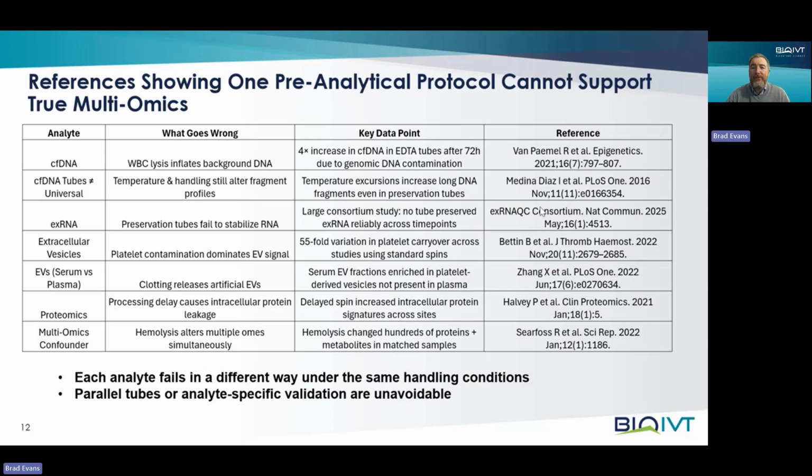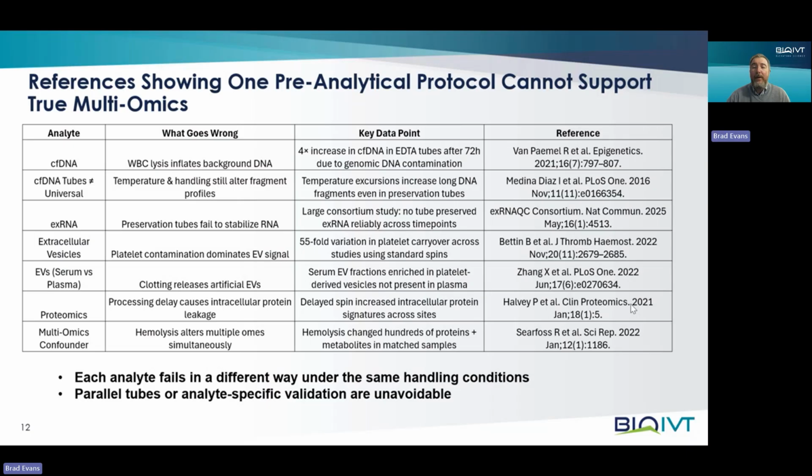The trade-offs we just discussed are not theoretical, they are repeatedly demonstrated in the literature. The table is showing that there is a pattern and that is what matters. For ctDNA, white blood cell lysis increases background genomic DNA, diluting tumor signal over time. Even in specialized cfDNA preservation tubes, temperature and handling still change fragment profiles, so those tubes are not universally protective. For extracellular RNA, large consortium studies show that no tube reliably stabilizes xRNA across time points. RNA continues to be highly sensitive to handling.